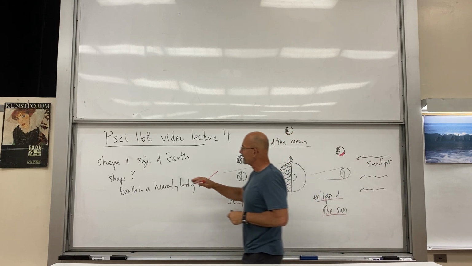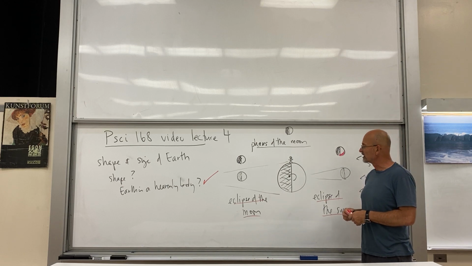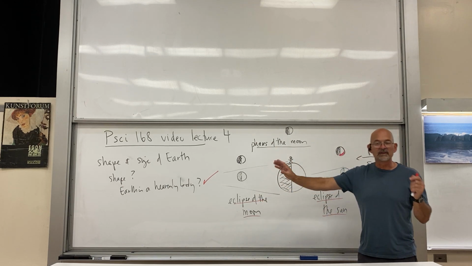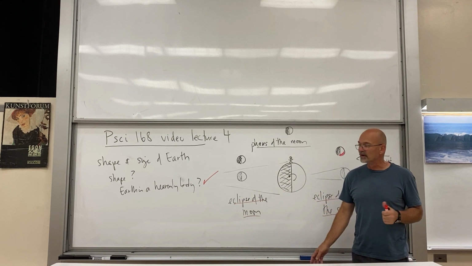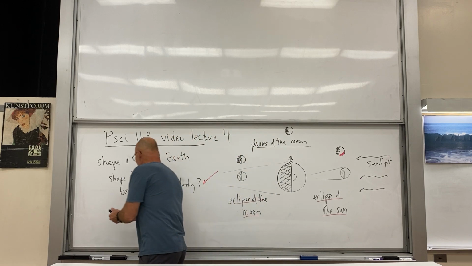And then we can ask about the shape and the size. So the sphericity, there's a number of arguments. One could just generalize and say, well, if the sun and moon are clearly spheres, then the Earth must also be a sphere. One could, so let me put this here in the notes for the shape.